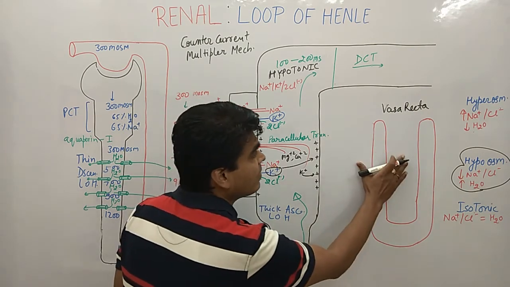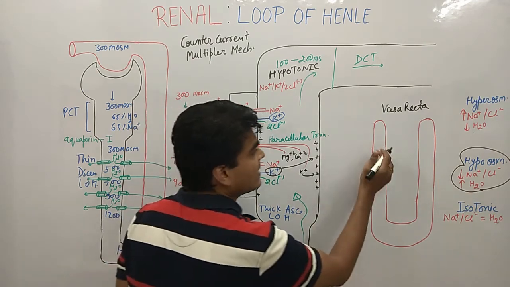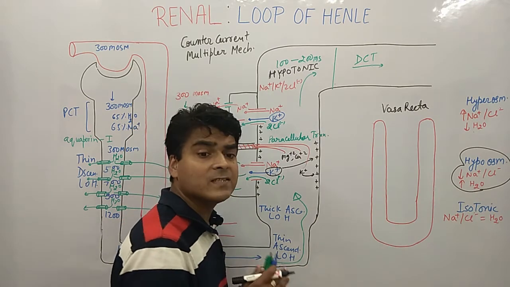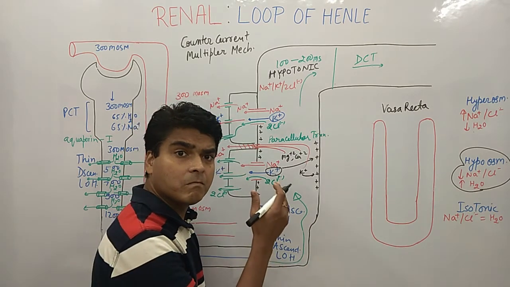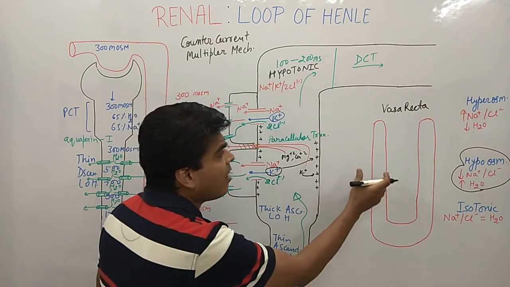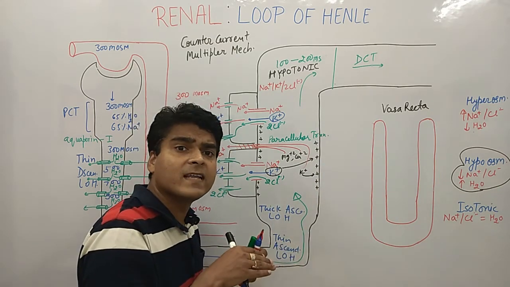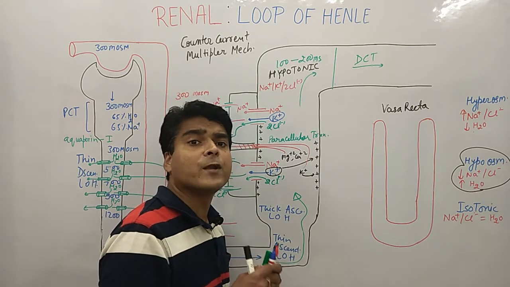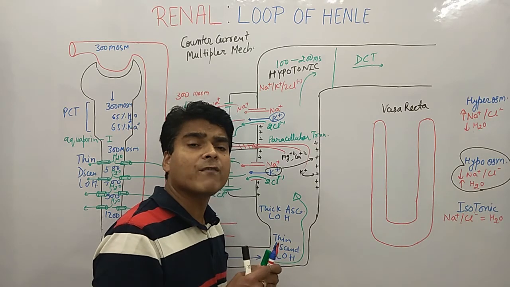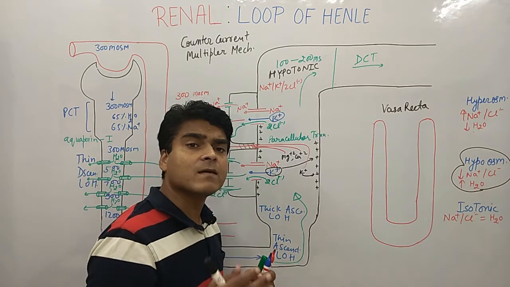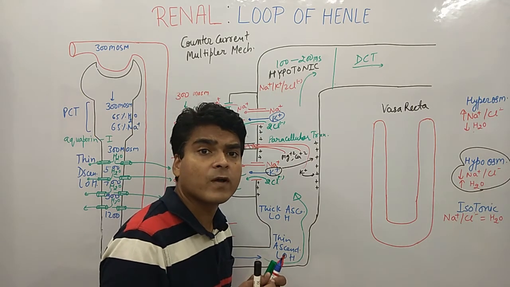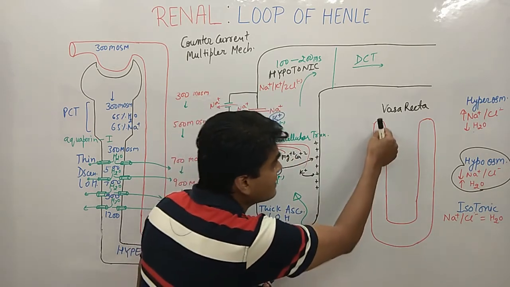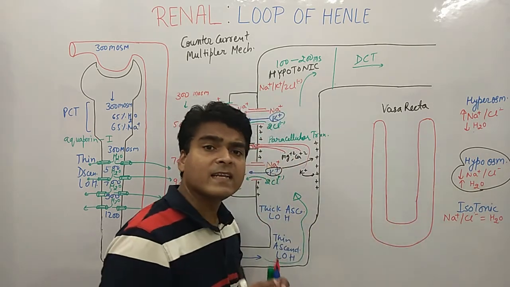Now we are looking at this area. In the vasa recta the blood flow is very sluggish. Sluggish means blood is flowing with very slow movement. Sometimes when we are doing a drama and we tell a person to move very slowly, then the person moves very slowly. Similarly, in this area the blood is moving very sluggishly.